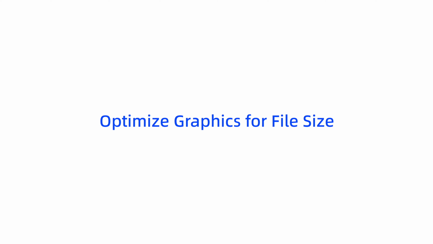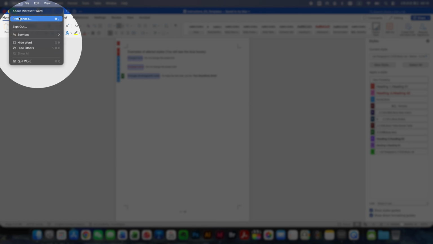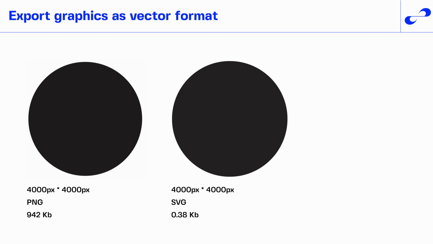Optimize graphics for file size. Some translation engines impose file size limitations. DeepL, for example, accepts files up to 20 megabytes. Large files with high resolution images may be rejected. To reduce file size, in Microsoft Word, open Preferences, Edit, and change the default resolution to a lower value. If images originated from vector software, for example Adobe Illustrator, save them as SVG or EPS instead. Vector formats reduce file size dramatically while preserving visual quality.